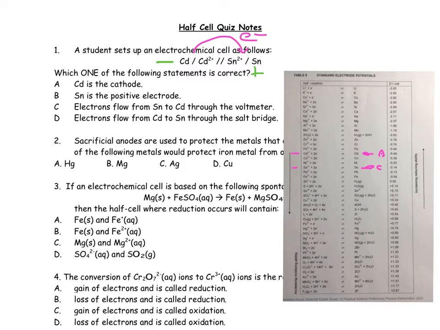So let's see what we can get out of this. So firstly, we know that that's anode and that's cathode. So, cadmium is the cathode. No, it's not. It's the anode. At least tin is the positive electrode. That looks like a very good answer.